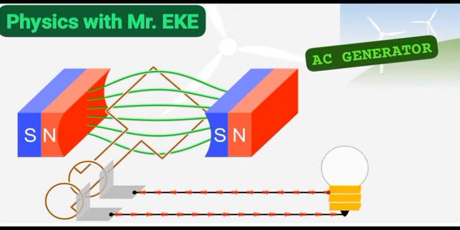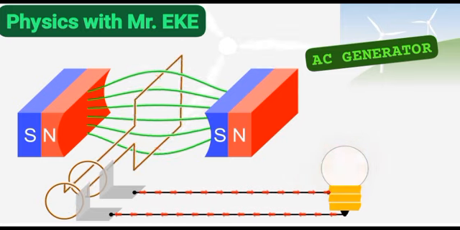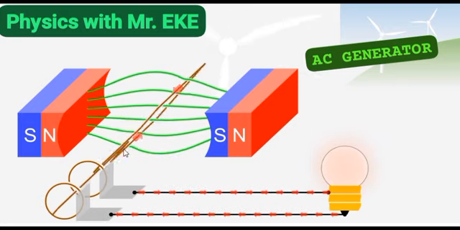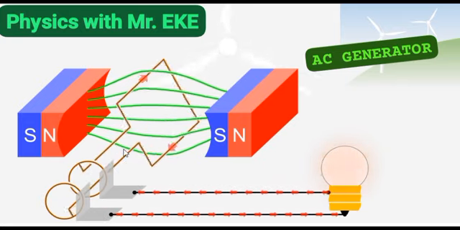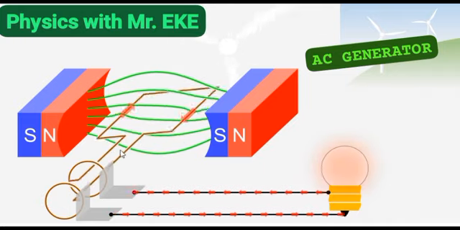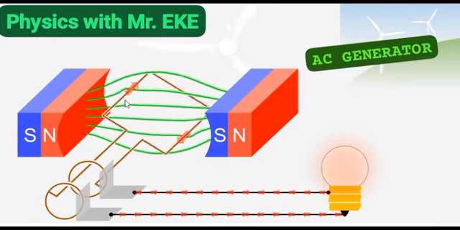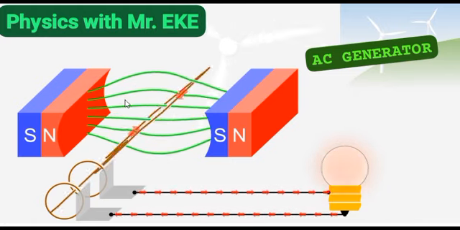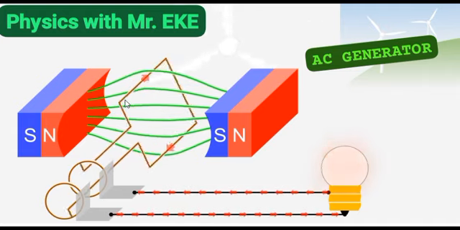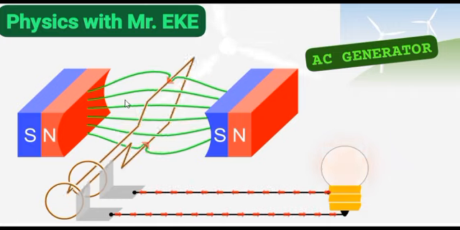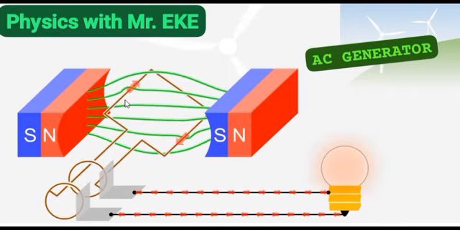And permit me to start with the bulb. If you look at it here, you will see that once the coil begins to rotate, we said there will be a change in the magnetic flux. And as you can see here, there is a change in magnetic flux. And that change in magnetic flux is what is going to produce an induced EMF, and the induced EMF is what is going to generate the current.